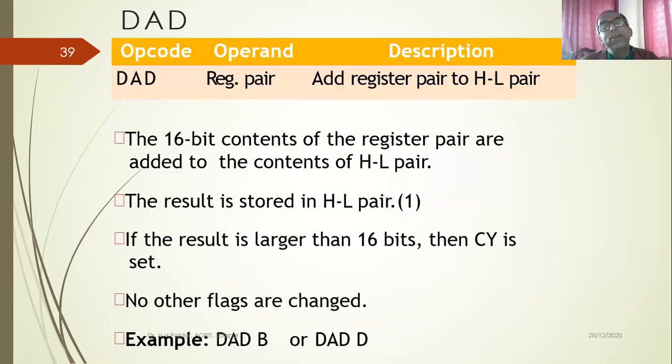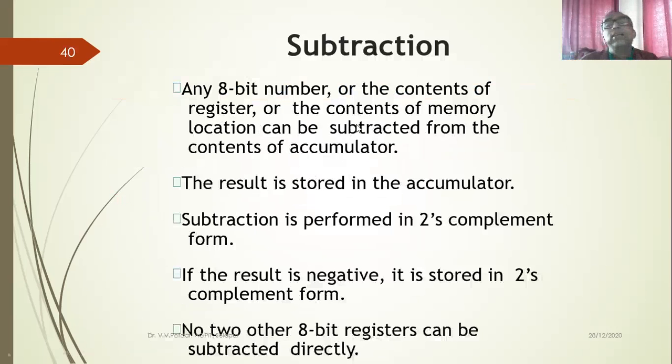Next instruction is DAD. Opcode is DAD. Operand is a register pair. Add register pair to HL pair is the description. The 16-bit contents of the register pair are added to the contents of the HL pair. The result is stored in the HL pair. If the result is larger than 16 bits, then CY is set. No other flags are changed. Examples are DAD B or DAD D. Next instruction set is related to subtraction.